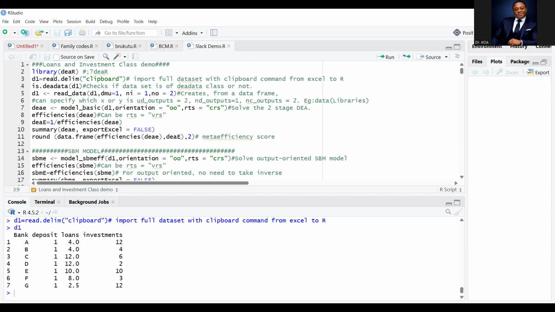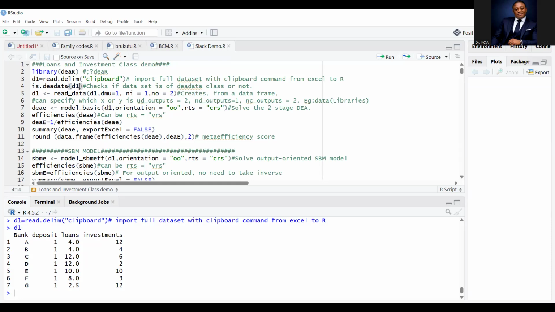So whatever you write, this code is actually telling you how to import the full data set using clipboard from Excel to R. Okay. What about this is.DEA data? What it is saying is that you want to check whether this data is actually organized the right way for it to be accepted. Now, please take note that you must always have the name of the DMU first, then all the inputs, after that, all the outputs. That's how you should follow. Take note of that.